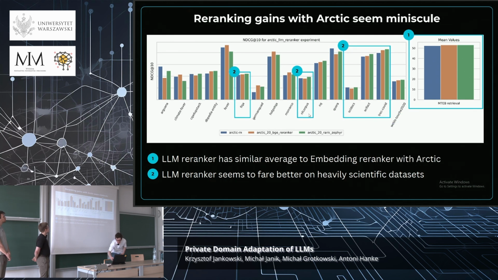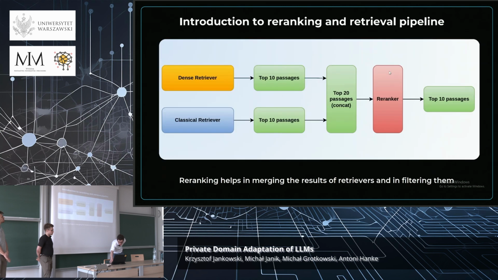A very similar thing happens when we apply it to Arctic. However, here the gain using those re-rankers is lower, probably because the Arctic retriever is strong in itself. That's why the gain on average is not as big, but in those scientific data sets, this rank Zephyr LLM re-ranker is actually improving the results.